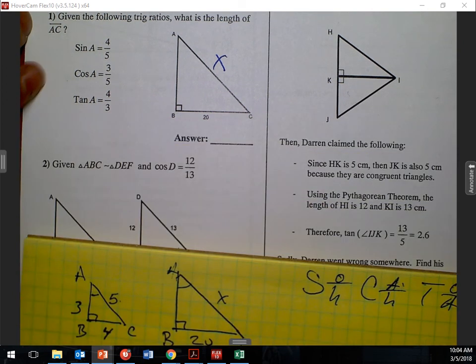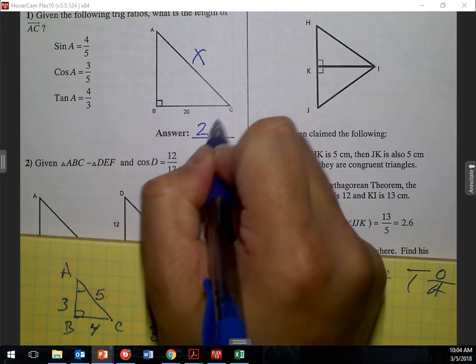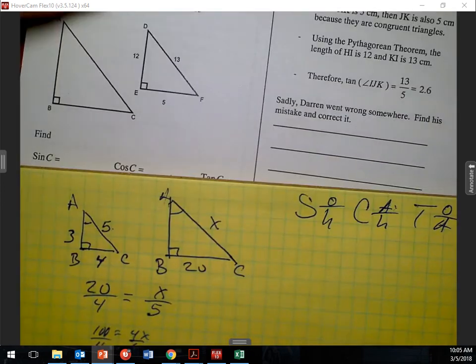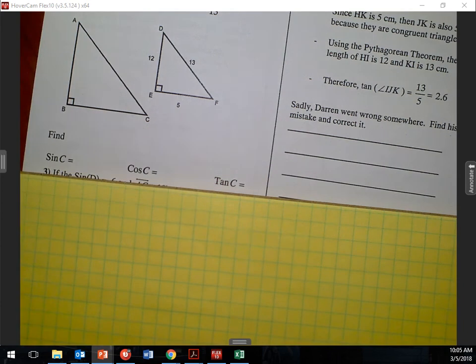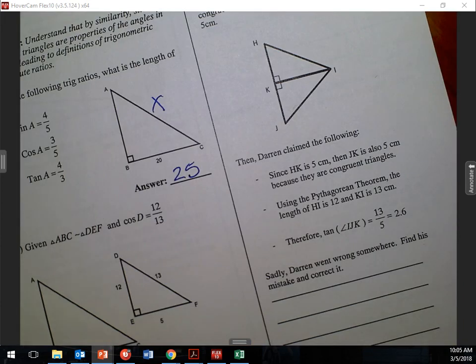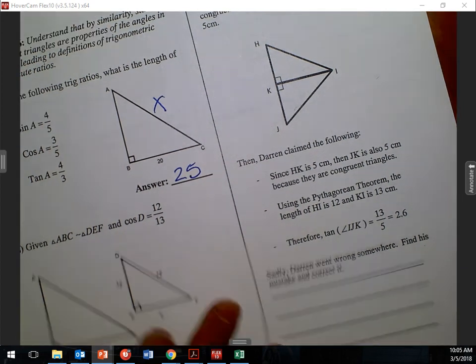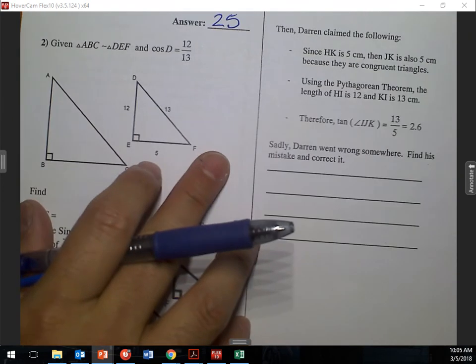So let's take a look. My answer, easy enough. Okay, so let's take a look at the next one here. Okay. Next one is right here.